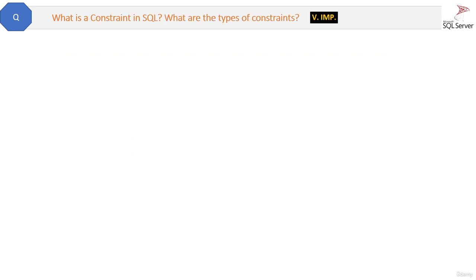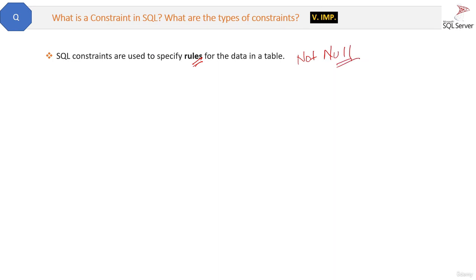What is a constraint in SQL? What are the types of constraints? Okay, this is an important question. In simple English, SQL constraints are used to specify the rules of the data in a table. In other words, constraints are used to limit the type of data that can go inside the table. For example, if you try to enter a null value in a not null column, it will not allow it and will give an error, because not null is a rule. It's a constraint for that column, right?